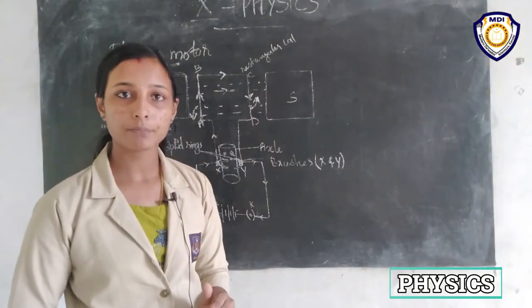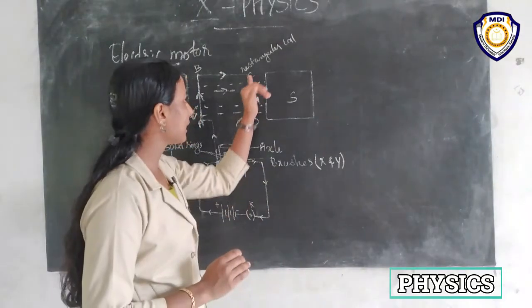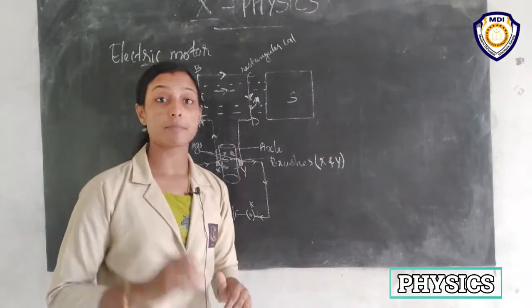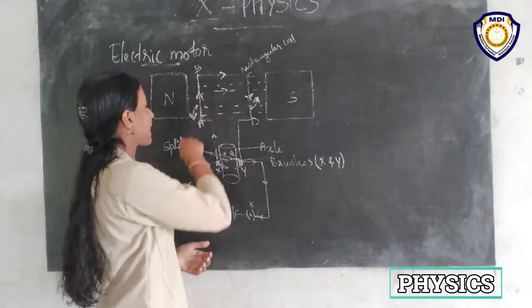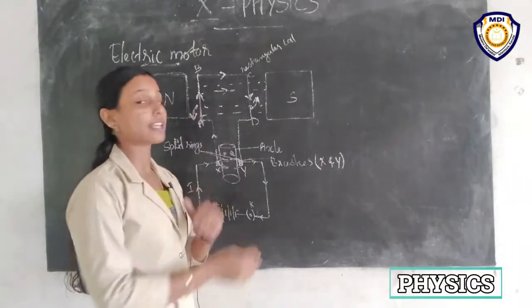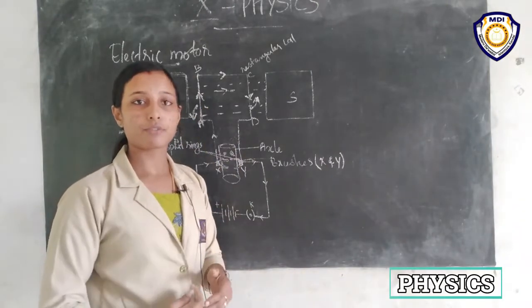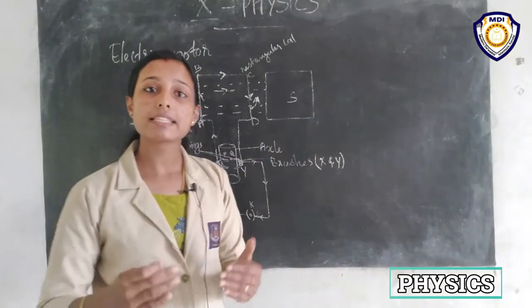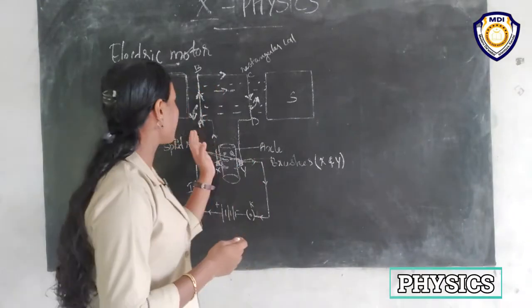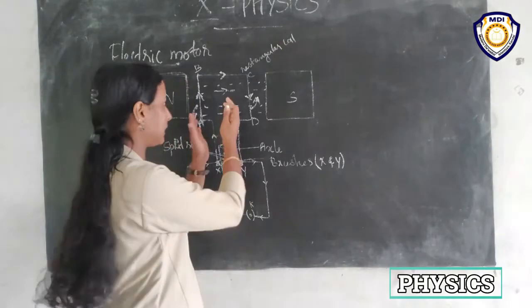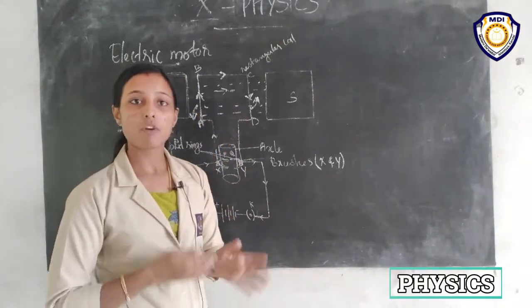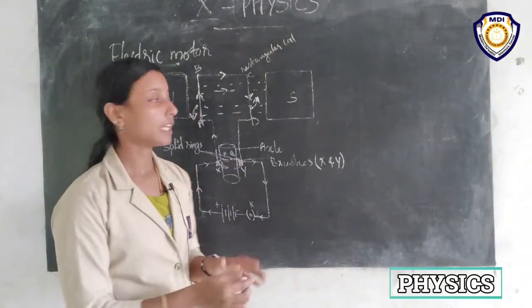Is it clear? Okay, so here the side CD experiences a magnetic force in the upward direction, and the side AB experiences a downward magnetic force. So this downward magnetic force and upward magnetic force create a movement in this rectangular coil. What will be the direction of that movement?